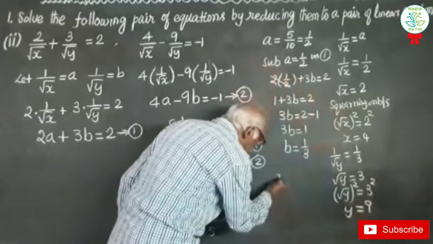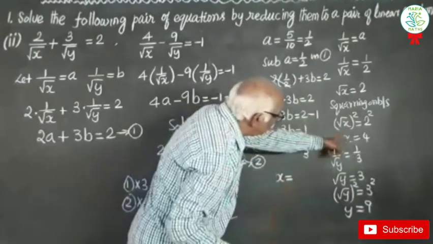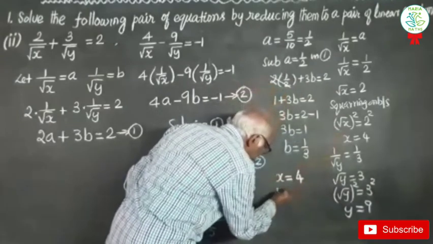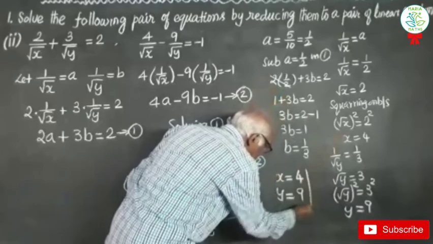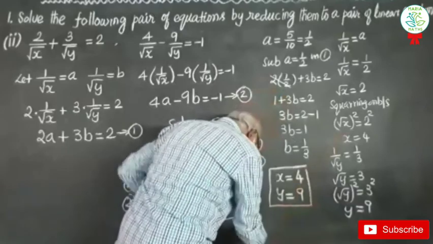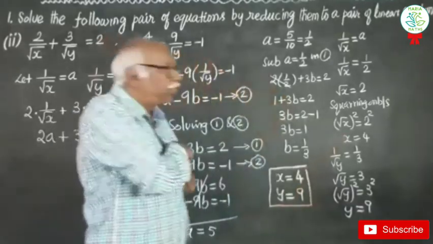Therefore x is equal to 4, y is equal to 9 are the two answers. Now how to verify? Verification.